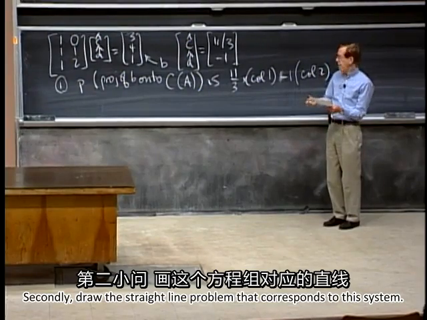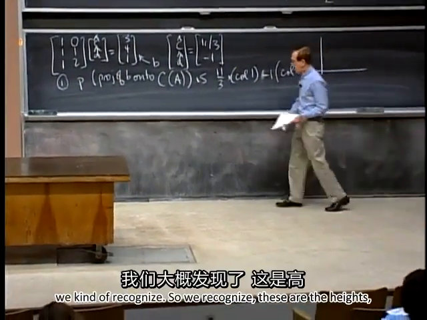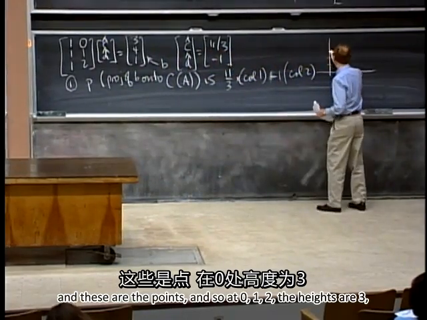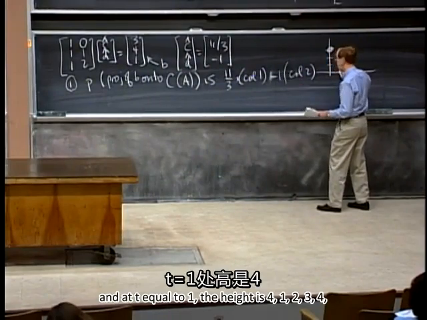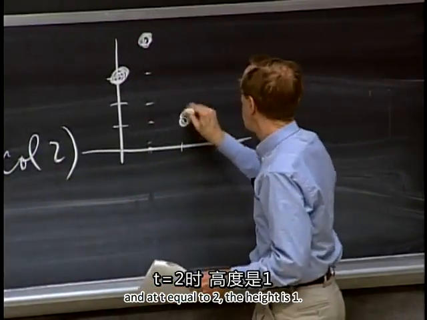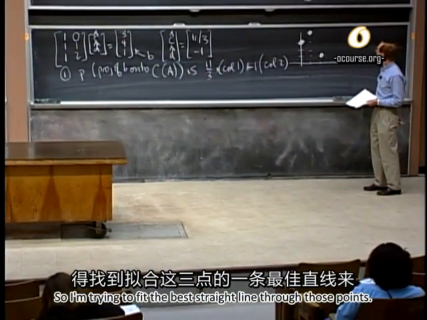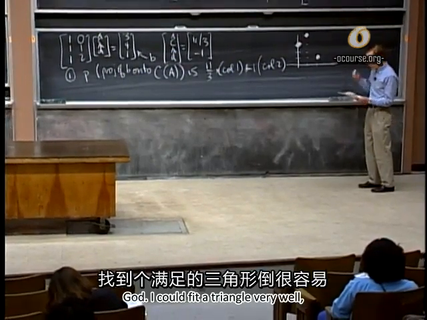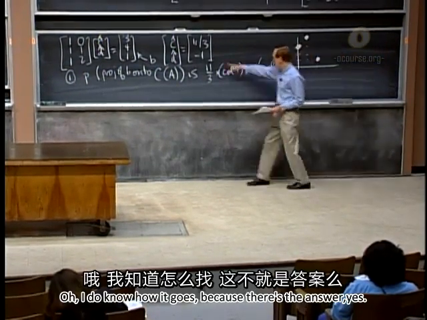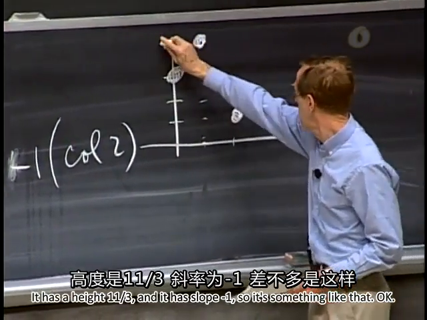Secondly, draw the straight line problem that corresponds to this system. So the fitting a straight line problem, we kind of recognize. We recognize these are the heights, and these are the points. So at t equal to 0, the height is 3. And at t equal to 1, the height is 4. And at t equal to 2, the height is 1. So I'm trying to fit the best straight line through those points. I could fit a triangle very well, but where's the best? I don't even know which way the best straight line goes. Oh, I do know how it goes, because there's the answer. It has height 11/3, and it has slope minus 1. So it's something like that.